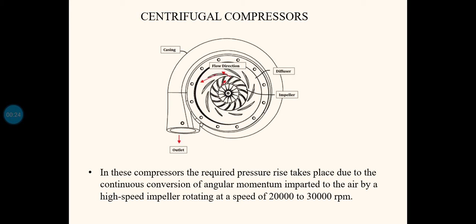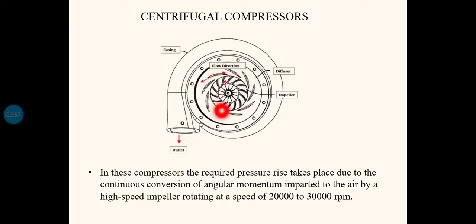You can see in the figure the basic components of the centrifugal compressors. Actually it has the main component as the impeller. The impeller is nothing but the curved vanes fixed on a drum or rotor. You can see a center portion; this is the rotor on which the blades are attached. This entire structure is called the impeller.